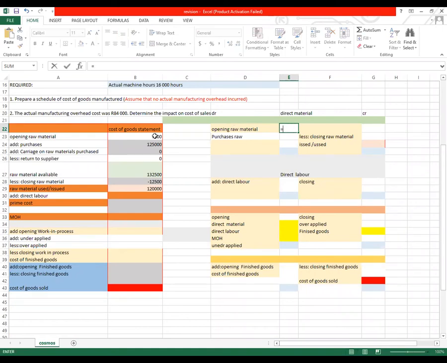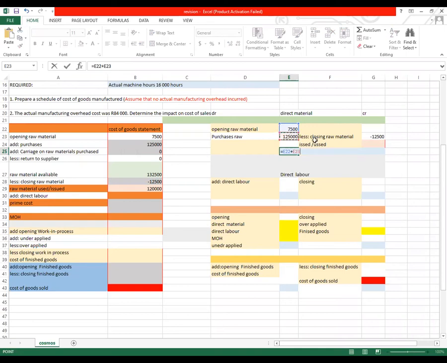For the format, you're going to debit your opening, you're going to debit your purchases, and you are going to credit your closing. Let's see which side is the greater. The greater side is the debit one. The big side is the debit one.